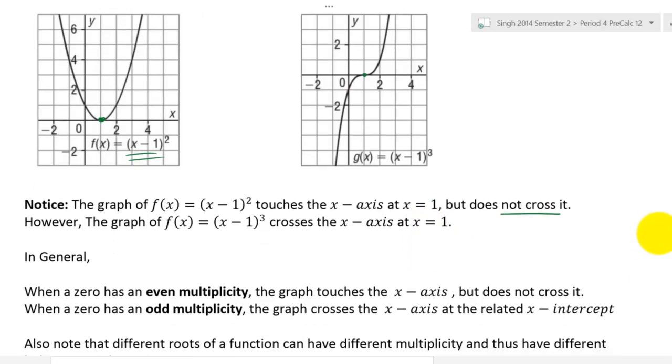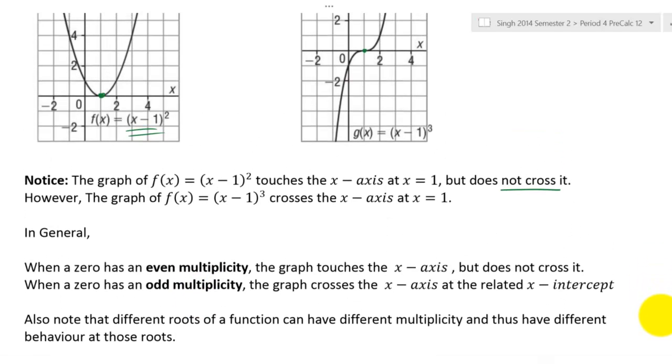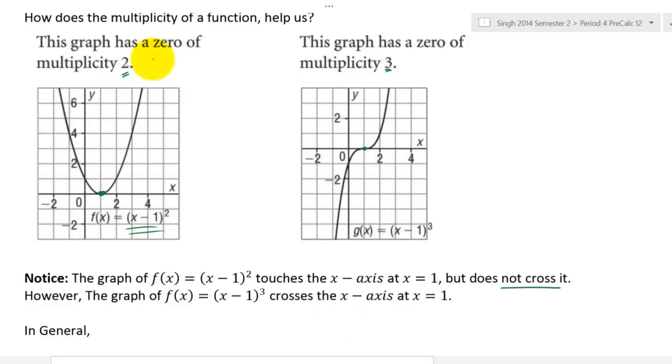So in general, we say that whenever a function or a polynomial has an even multiplicity, then the graph touches the x-axis at that intercept, but it does not cross it. Whenever a 0 has an odd multiplicity, the graph crosses the x-axis at the related x-intercept. So once again, a quick review. Whenever a graph has a root that has multiplicity of an even number, it's just going to touch that root. Whenever a graph has a root of odd multiplicity, the graph is going to pass through that root.